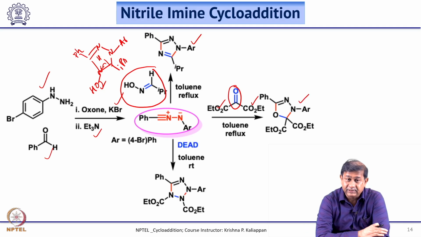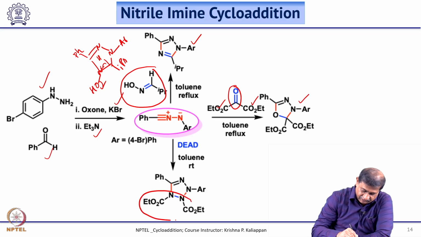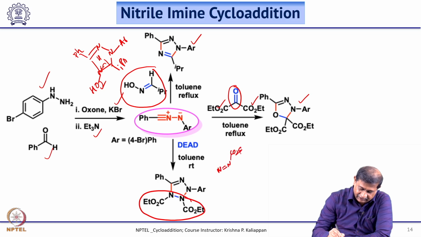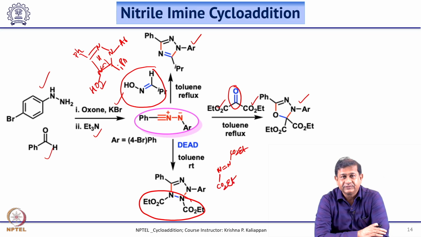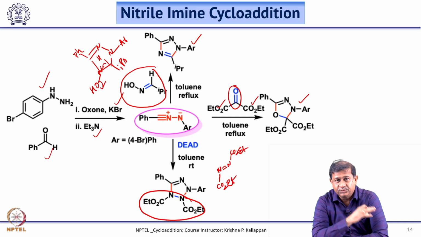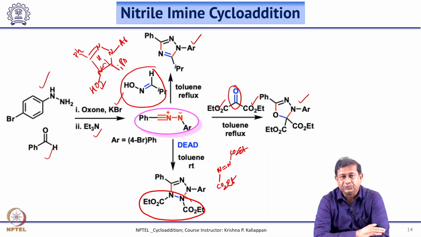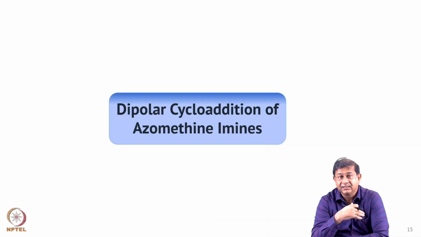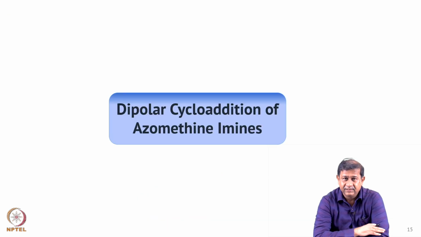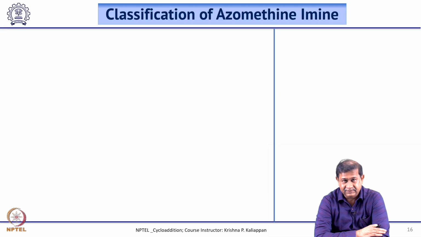And one can also use diethyl azo dicarboxylate. So this is coming out from diethyl azo dicarboxylate. So the diethyl azo dicarboxylate here acts as the dipolarophile. So in principle, once you make nitrile imine in situ, one can easily carry out 1,3 dipolar cycloaddition with various dipolarophiles. Okay, so now we will slowly move to the next dipole, which is azomethine imines.